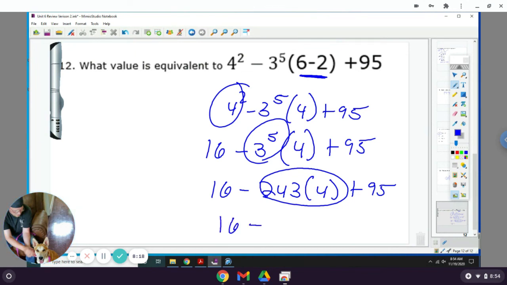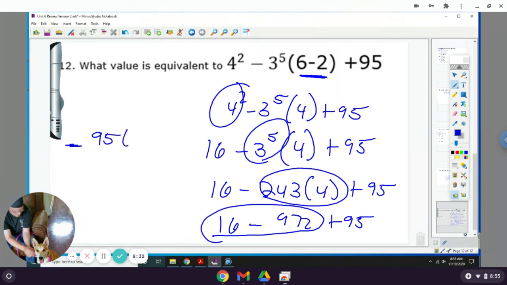So we have 16 minus 972 plus 95. So now you're going to do 16 minus 972. So we can do this one first, which comes out to negative 956 plus 95. So now you're going to add 95 to that, which is negative 861.